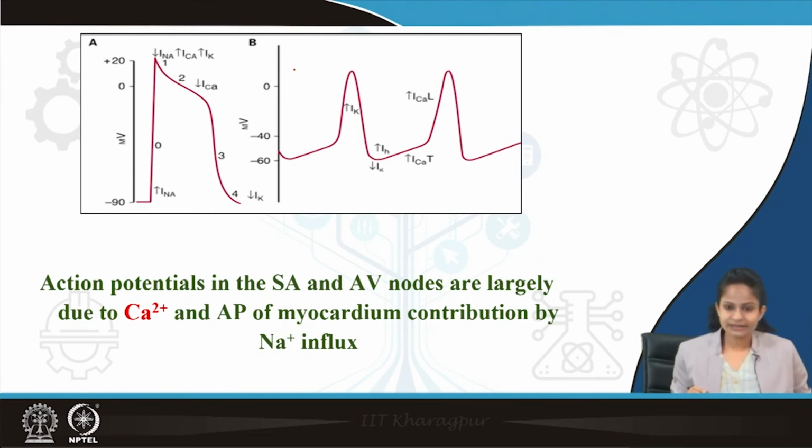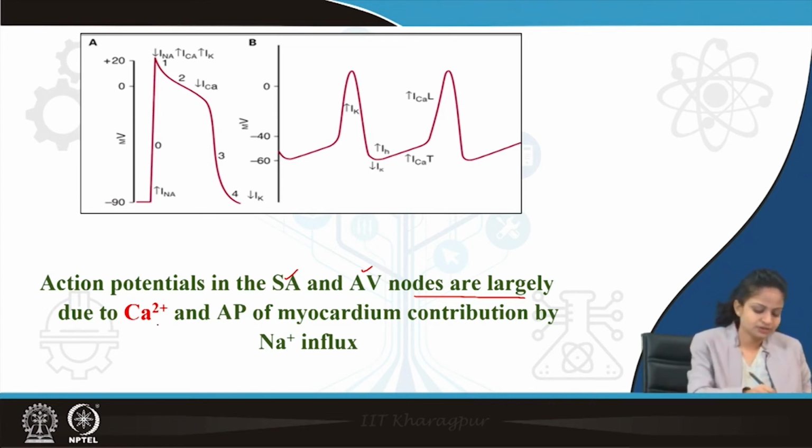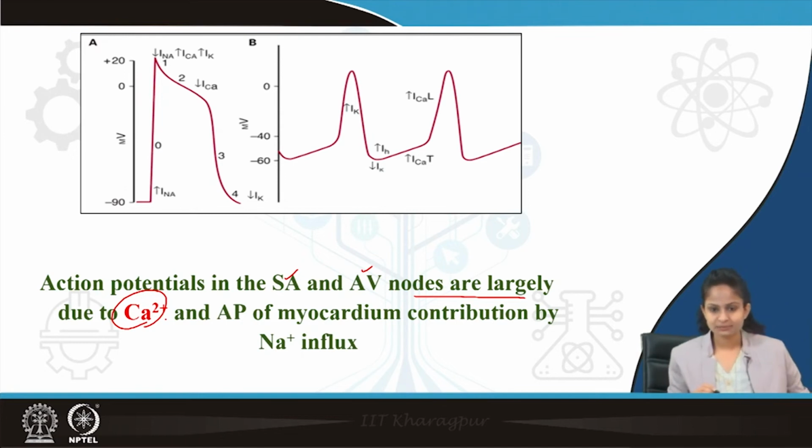So, the action potentials in the SA node and AV node are mainly due to different mechanisms. In case of the nodal tissues, SA node and AV node, the action potential is mainly because of the calcium, but in case of the ventricular muscle, it is mainly because of the sodium influx. That is the main difference in the mechanism of the action potential.